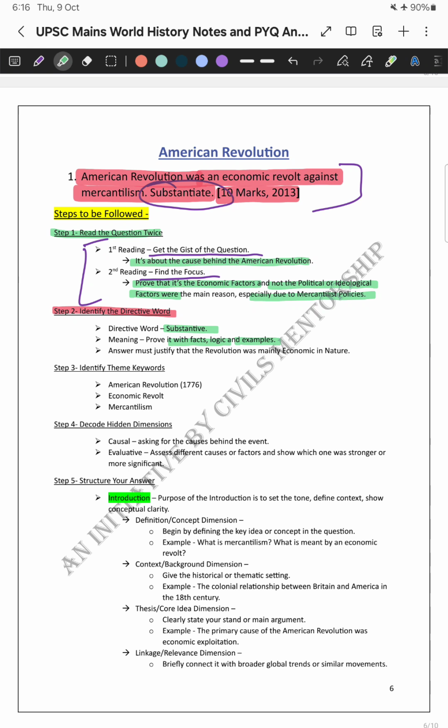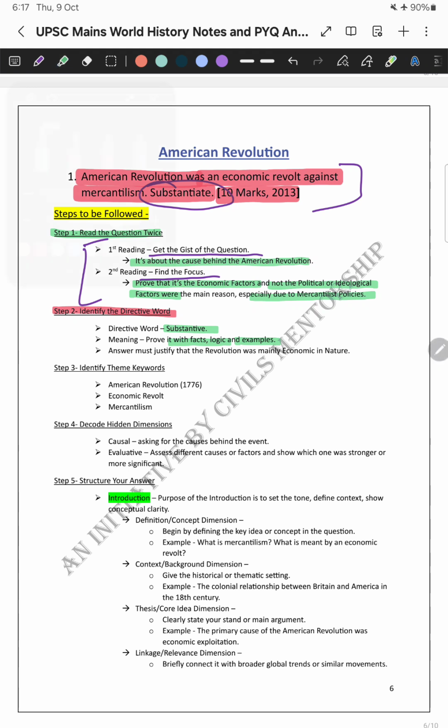So, in this step 2, your answer must justify that the revolution was mainly economic in nature. You are not presenting balanced views because over here you are not doing that. You are directly proving that it's because of the economic reasons that the revolt had occurred. So, I hope you understood this particular logic, this particular step. So what does the word substantiate mean? It means you need to provide your evidence, logic, and examples. So this was all about step 2.